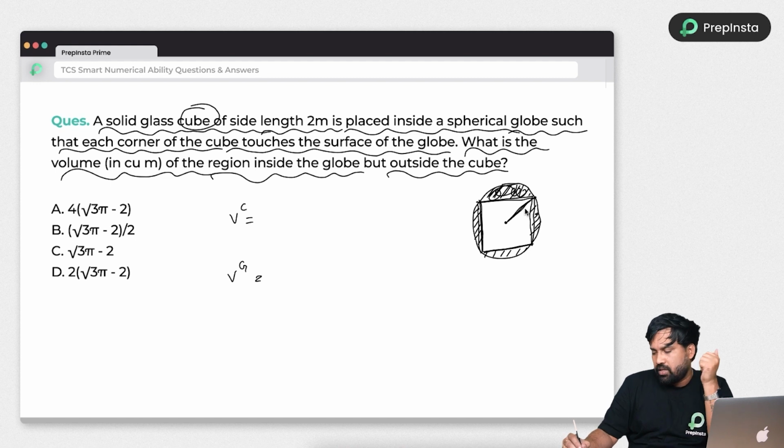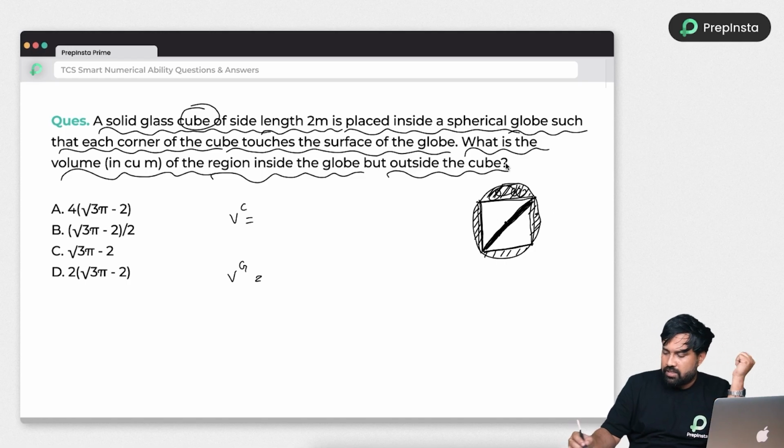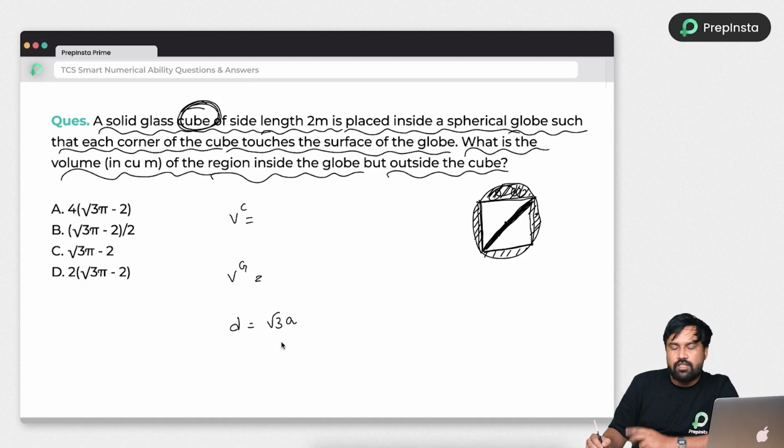So I can say one more thing. Diameter of the circle is equal to diagonal of the square, right? So convert into three dimensional always. Diagonal of the cube is equal to the diameter of the globe. So first let's find the diameter, which is nothing but the diagonal of the cube. For the cube, the diagonal is root 3 a. If it is a cube, diagonal is root 3 a.